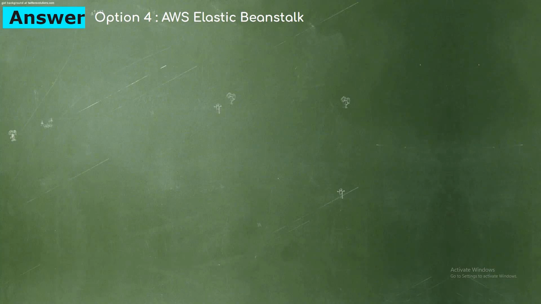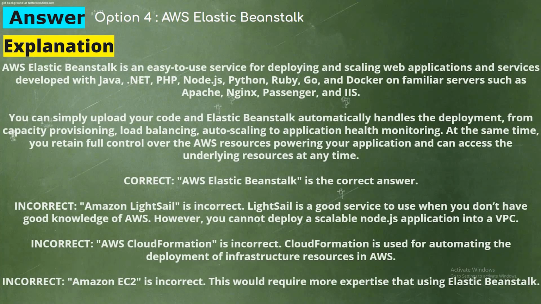AWS Elastic Beanstalk. Explanation. AWS Elastic Beanstalk is an easy-to-use service for deploying and scaling web applications and services developed with Java, .NET, PHP, Node.js, Python, Ruby, Go, and Docker on familiar servers such as Apache, Nginx, Passenger, and IIS. You can simply upload your code and Elastic Beanstalk automatically handles the deployment, from capacity provisioning, load balancing, auto-scaling to application health monitoring. At the same time, you retain full control over the AWS resources powering your application and can access the underlying resources at any time. Correct, AWS Elastic Beanstalk is the correct answer.